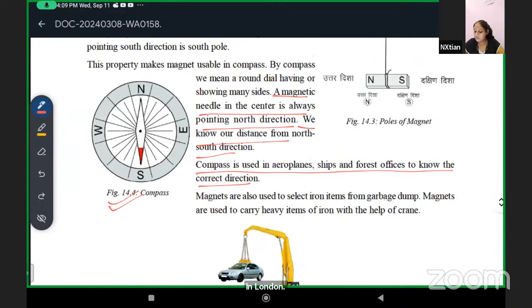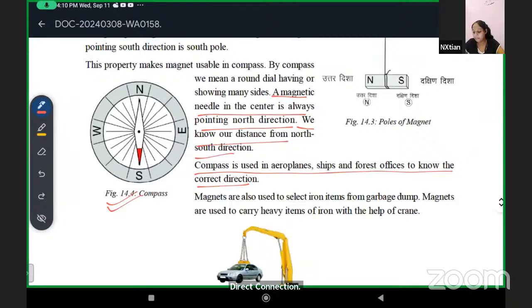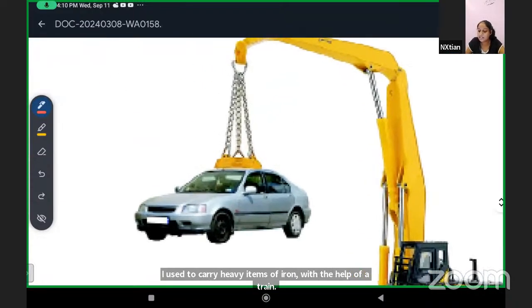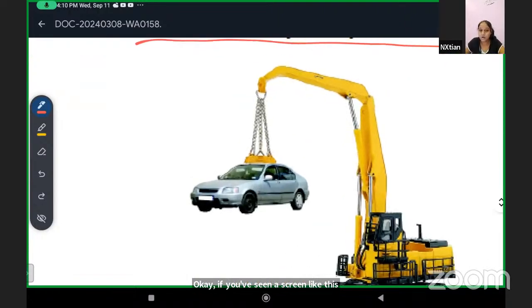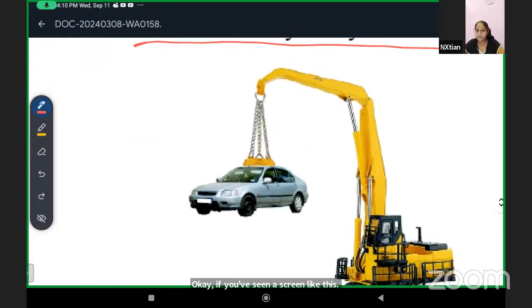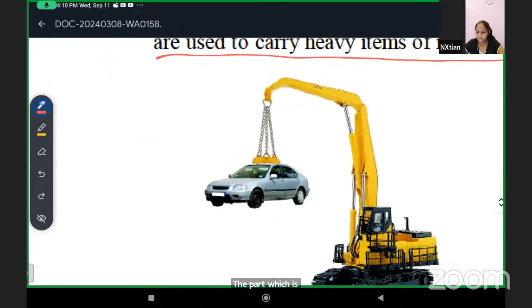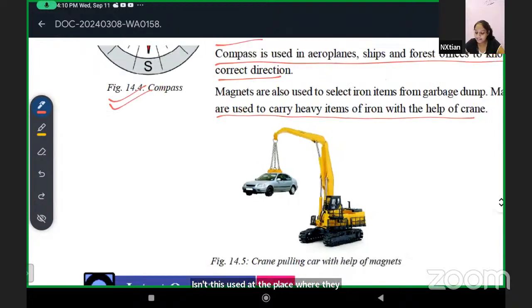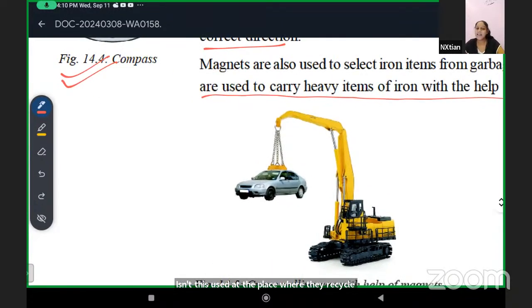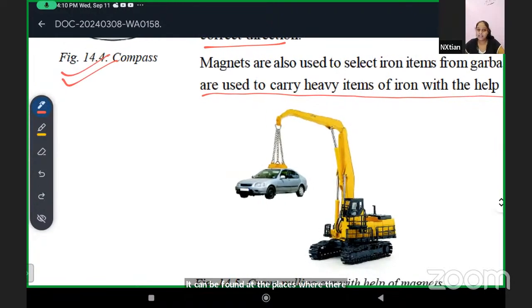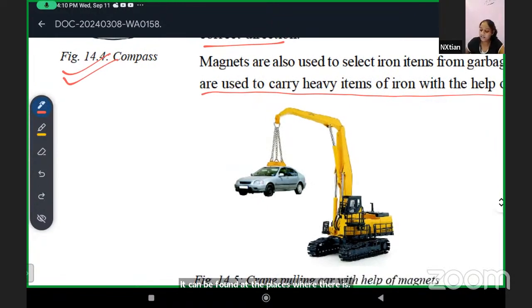Magnets are also used to select iron items from garbage dumps. Magnets are used to carry heavy items of iron with the help of a crane. If you've seen a crane like this, a magnet is attached to it. Isn't this used at the place where they recycle cars? Yes, it can be found at the places where they recycle cars. That's right.